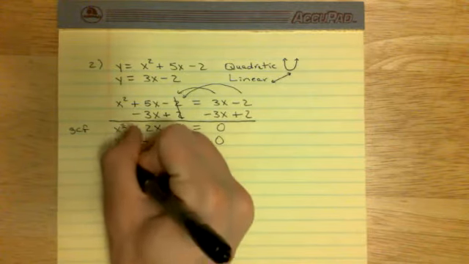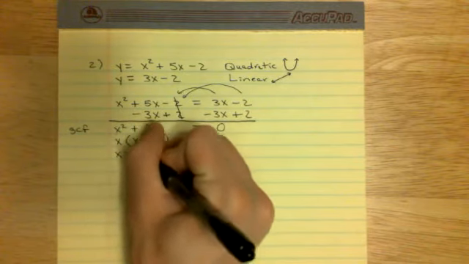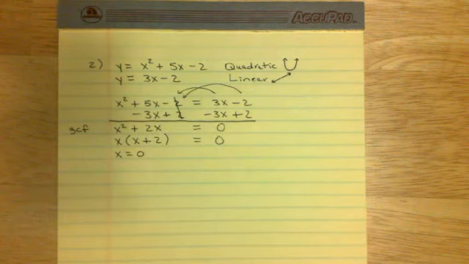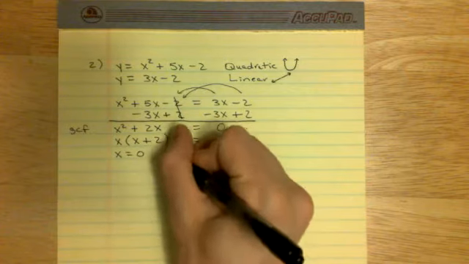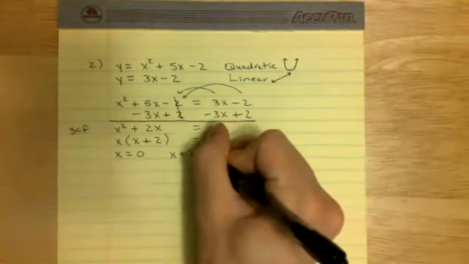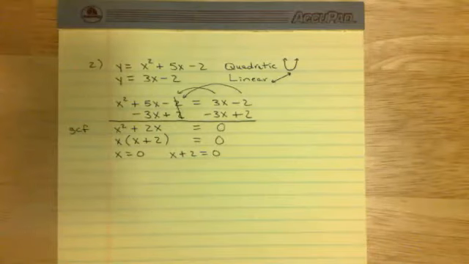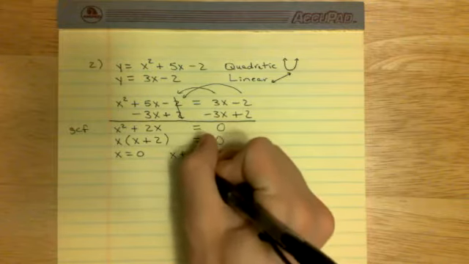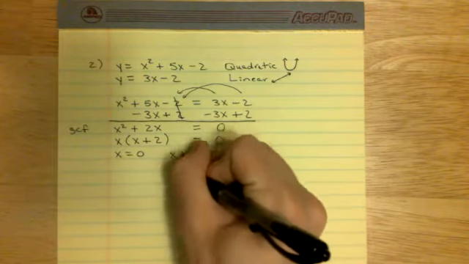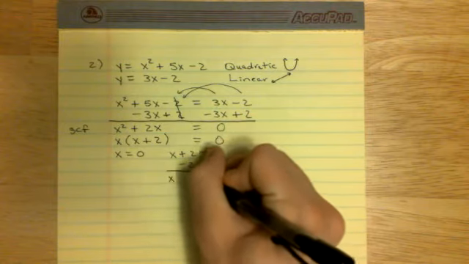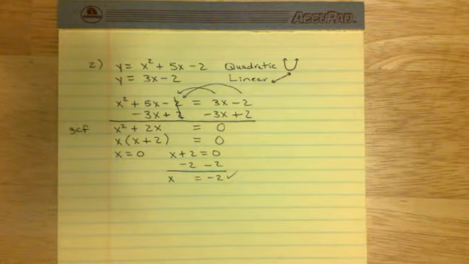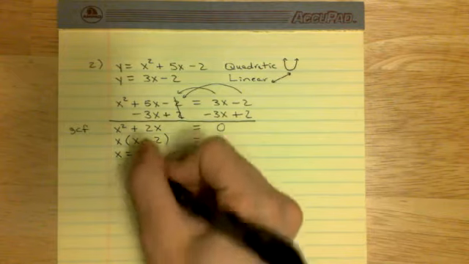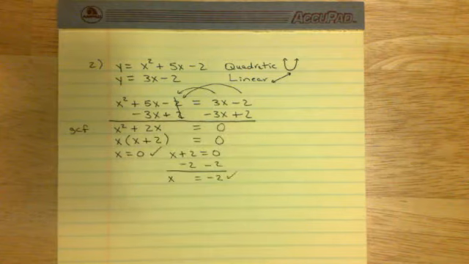I set the first factor equal to 0, which would just give me x equals 0. No solving to be done there. Now I set the x plus 2 equal to 0. And for this one, I can get x by itself by subtracting 2 from both sides. And I get x equals negative 2. So I'll put a check mark beside that one. And I'm also going to put a check mark beside the x equals 0, because that is also an answer.